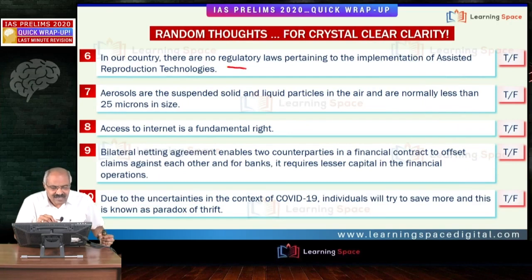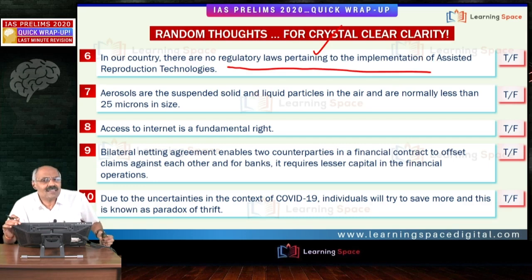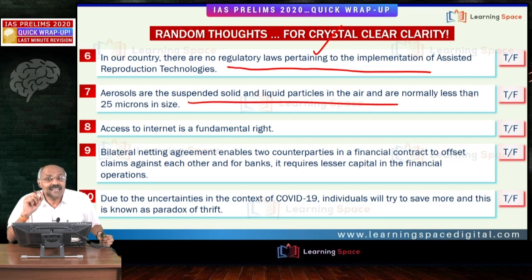Then, in our country, there are no regulatory laws pertaining to the implementation of assisted reproduction technologies, IVF technique. That is an example of assisted reproduction technology. There are no laws in our country. Of course, ICMR guidelines are there, but several IVF firms or other assisted reproduction technology companies, as well as the hospitals, are not following the guidelines. So therefore, under these circumstances, government is bringing the assisted reproduction technologies bill. All of you are well aware. Then aerosols. These are the suspended solid and liquid particles.